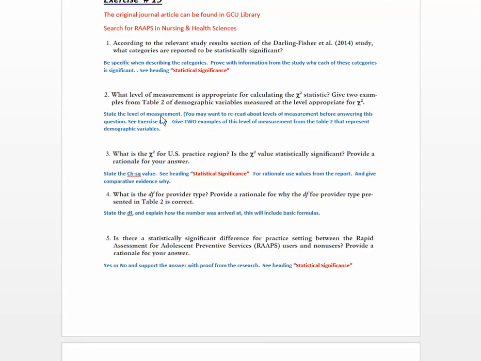The level of measure. This goes back to the very first week. Remember we talked about levels of measurement? So there was nominal, ordinal, and interval and ratio. So what level of measurement is appropriate for calculating the x-squared statistic? So that's what they're looking for here. And we're calculating, so we want the level of measurement that's going to do this. You may want to again go back into exercise 1 and reread that if you had trouble with that.